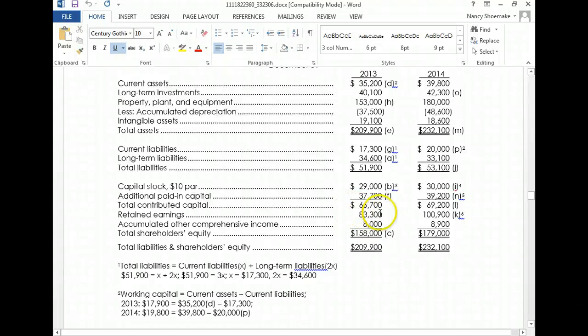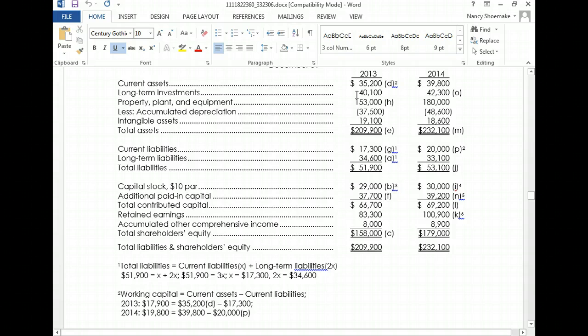And we knew our total contributed, so we could get the difference there. They also gave us our retained earnings and our OCI so we could figure out our shareholders' equity section. Am I going too fast? Since we know our total liabilities and our total shareholders' equity section, which is 2099, we know then total assets have to be 2099. And from that, then we can figure out our PP&E.